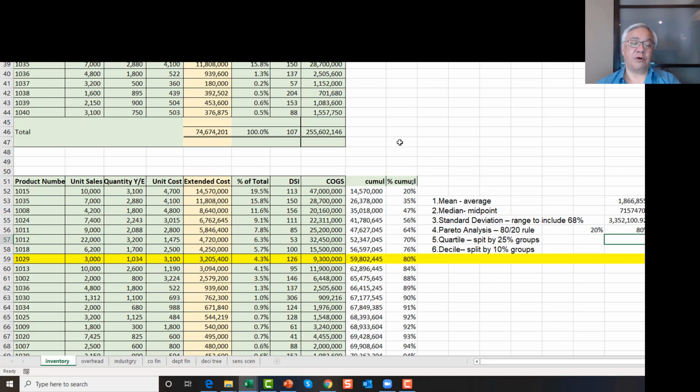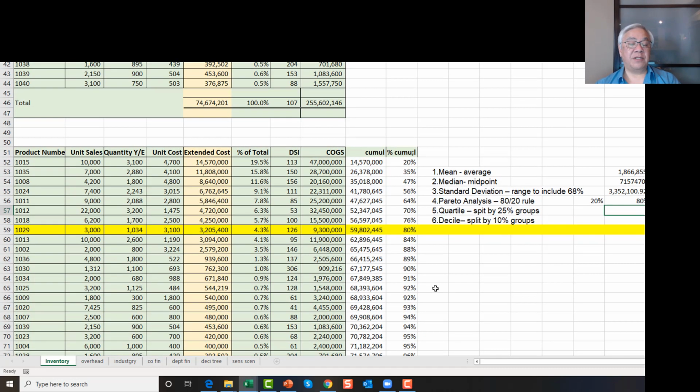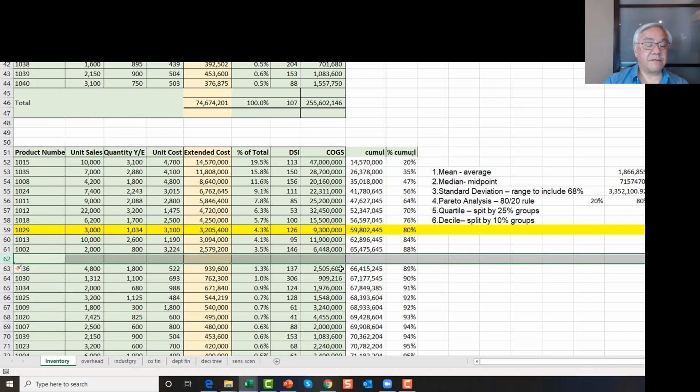Next is quartile. Since we have 40, we just create breaks. Every time there's a quarter of 40, or 10, there's a break. So we'll just do this: 1, 2, 3, 4, 5, 6, 7, 8, 9, 10. Okay, and this is the first quartile.